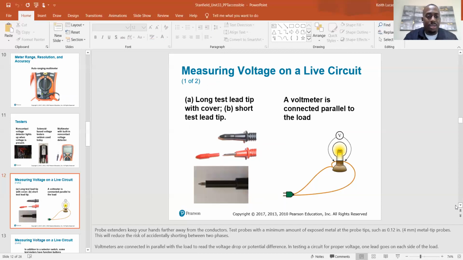Measuring voltage on a live circuit. Probe extenders keep your hands further away from the conductors. Test probes with a minimum amount of exposed metal at the probe tip, such as 0.012 inches metal tip probes. So they're basically talking about the length of the tip of the probe, this part here. And then voltmeters are connected in parallel with the load to read voltage drop or potential difference. In testing a circuit for proper voltage, one lead goes on each side of the load.